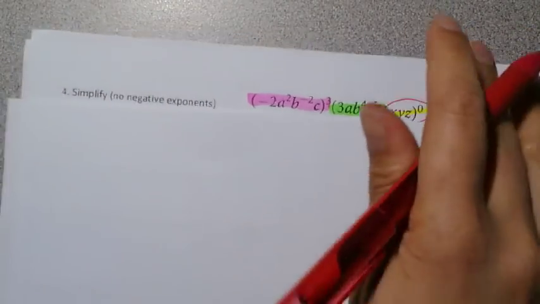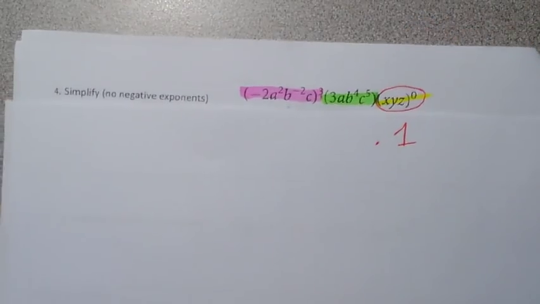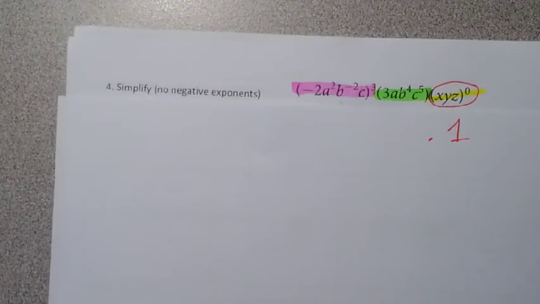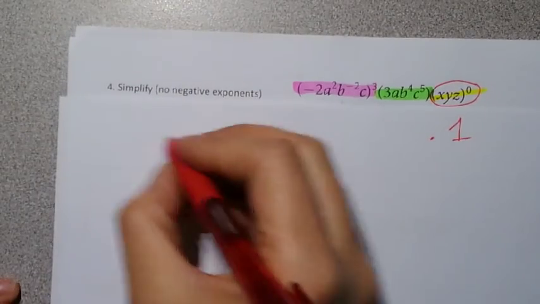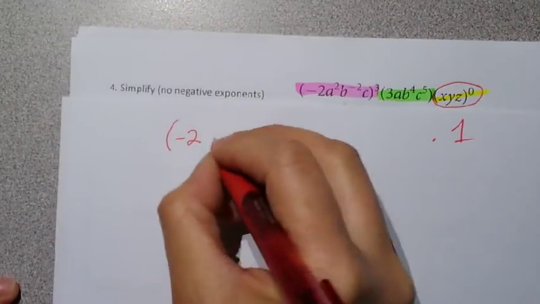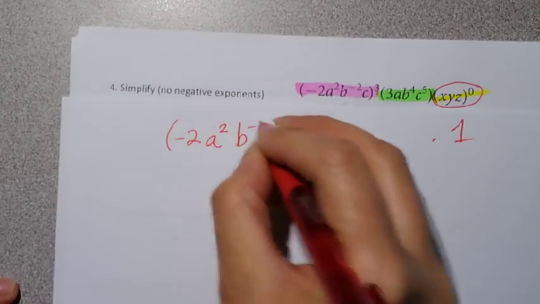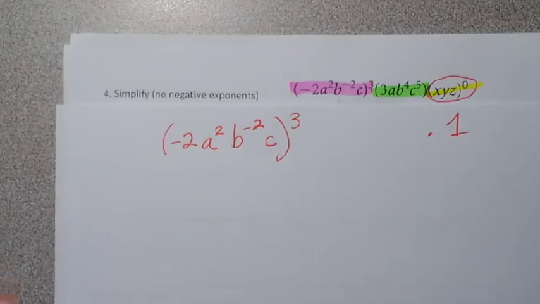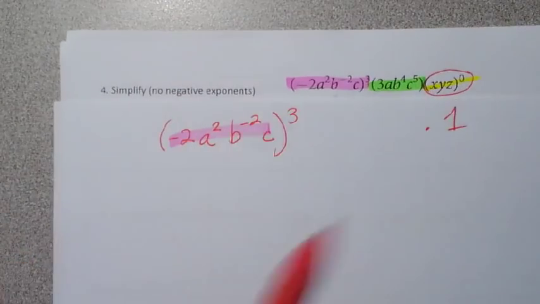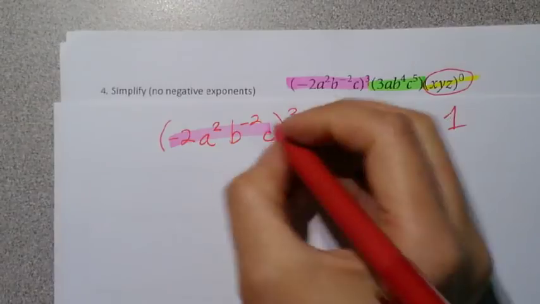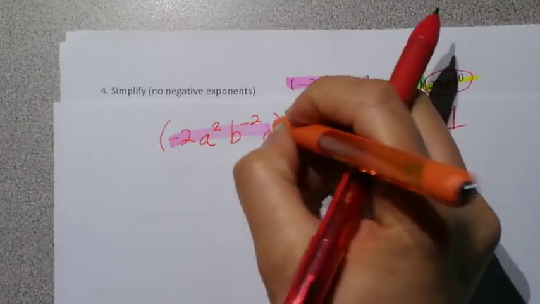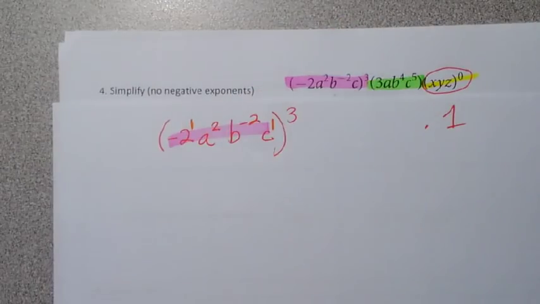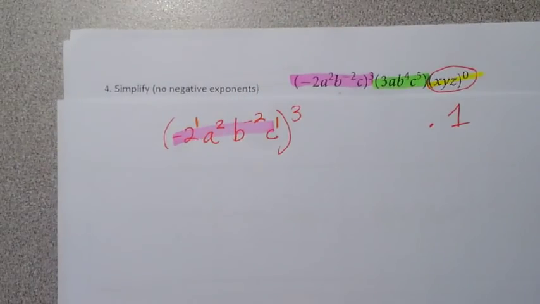Okay, I'm going to do the pink portion first. So I write it over here on the side. And I'll have negative 2, a squared, b to the negative second, c to the 3rd power. So that's the pink right now. Okay, first I notice that I don't have a power in the c, so I'm going to go ahead and put a 1. And I don't have a power in the negative 2, so I'm going to put a 1. That way I don't get confused when I'm distributing the powers.